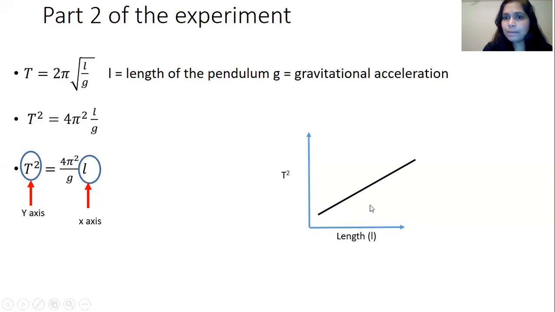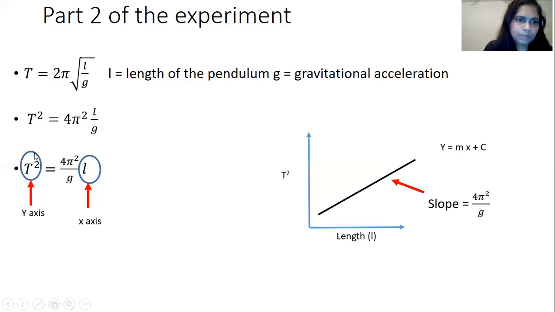So using the data, add a trend line, and make sure to insert the equation. When you insert the equation, you will see an equation that looks like this: y equals a number times x plus another number. Here m is the slope of the graph. I think you already know it, but what does that m represent? The slope of the graph is equal to 4π squared over g.